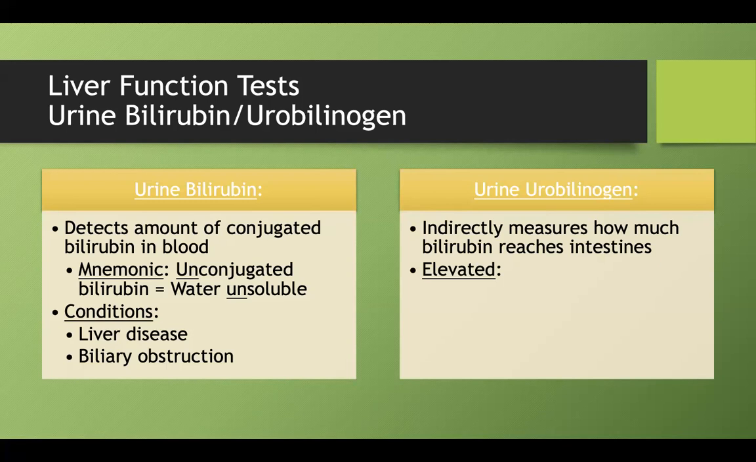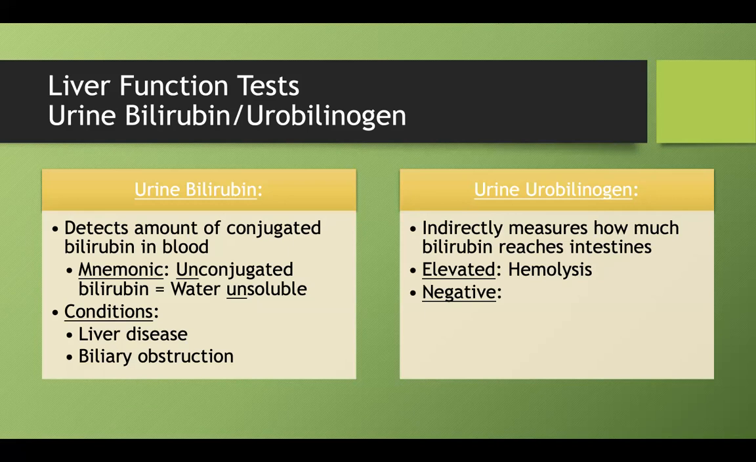So it's going to be elevated in any condition where a lot of bilirubin is making it into your GI tract. So a common one that they'll want you to know about is hemolysis. You have so much breakdown of unconjugated bilirubin into your liver, and your liver's trying to work as fast as it can. It's conjugating all this bilirubin, and a lot of that will make it into your GI tract. And I'll go over that in a second.